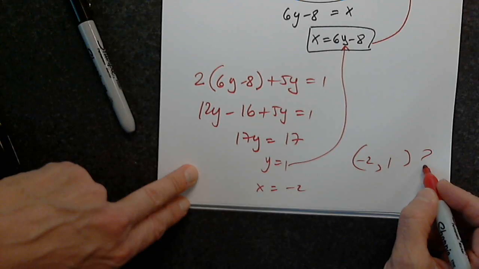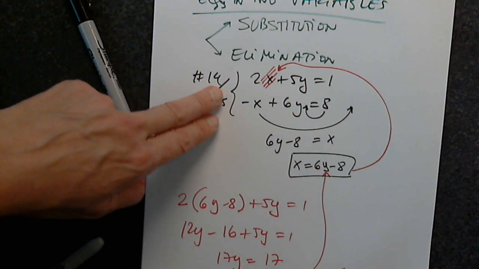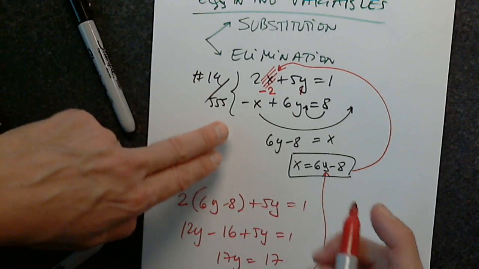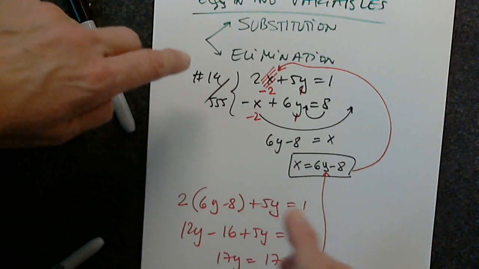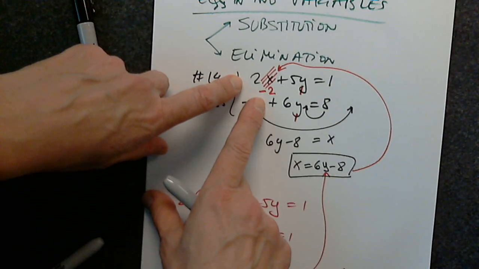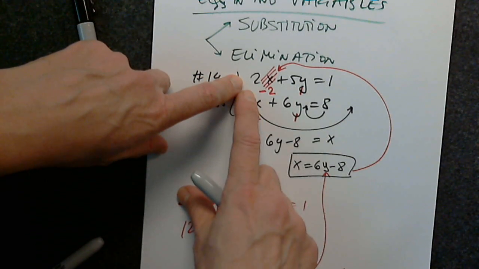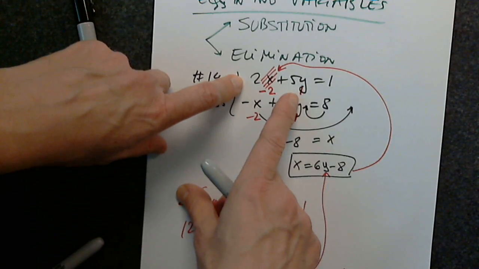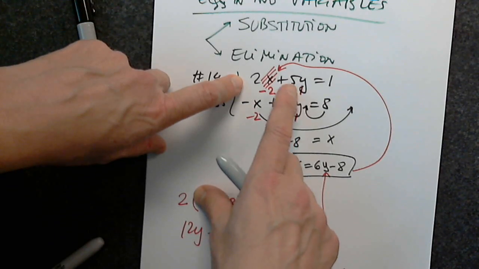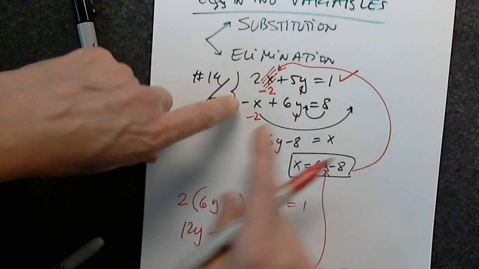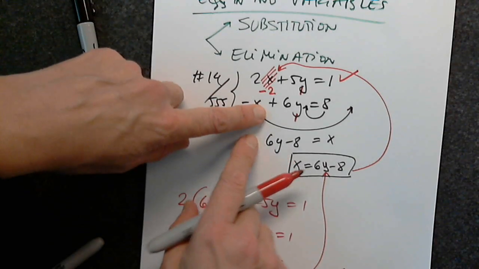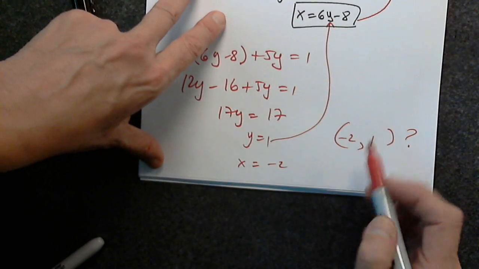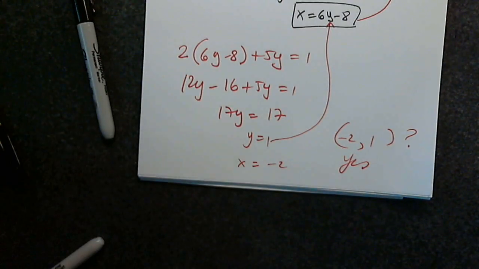Awesome. With a question mark, I'm not certain yet. I go back to the original problem. Replace x by negative 2 and y by 1. So let's check. 2 times negative 2 is negative 4. Plus 5 times 1. So 5 times 1 is 5. 5 minus 4 is 1. Check. Negative times negative 2 is 2. 6 times 1 is 6. 2 plus 6 is 8. Only now I'll say yes.